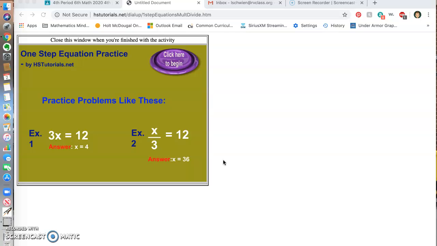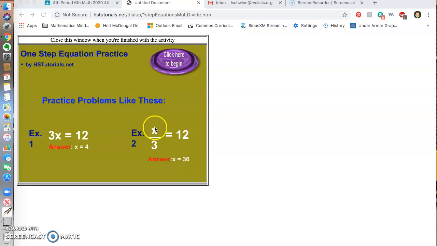We are going to learn how to solve multiplication and division equations. This equation here is a multiplication equation. 3 times x, remember if that was an m or a t or a z, it would still be multiplying. When you don't have a sign, it's multiplying.